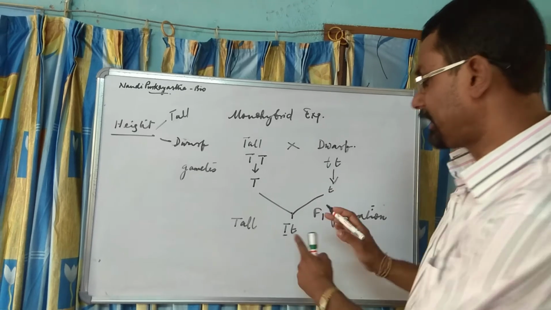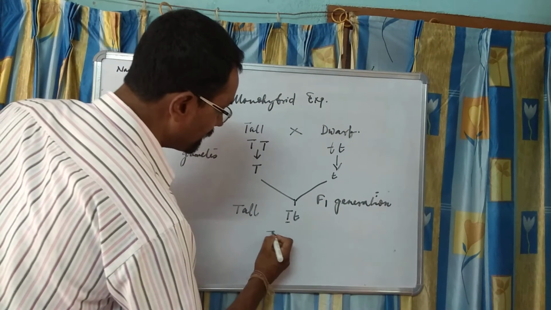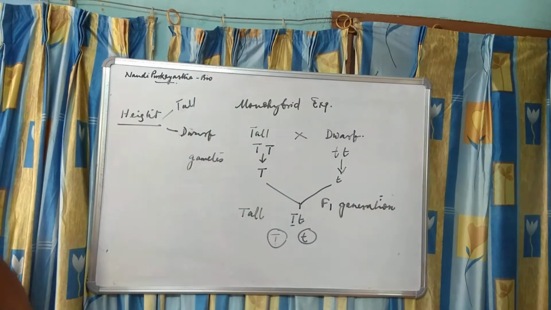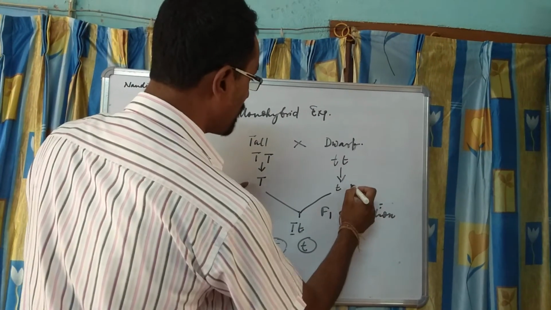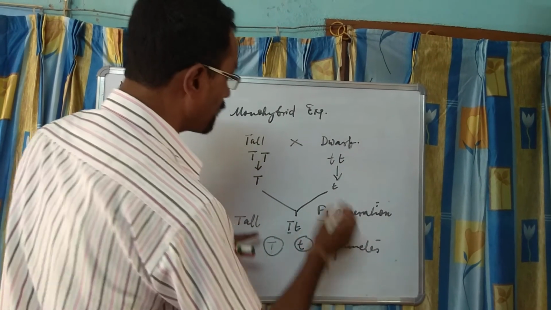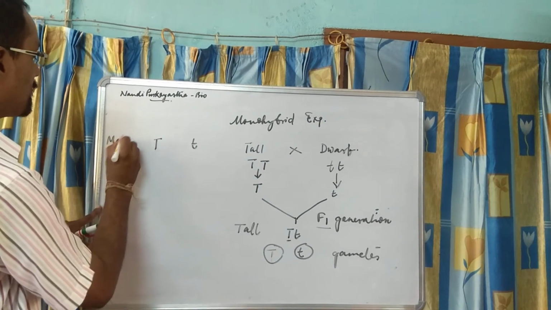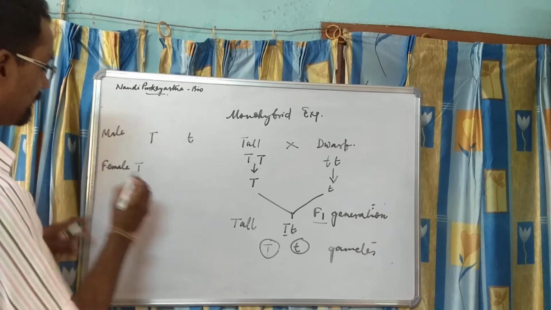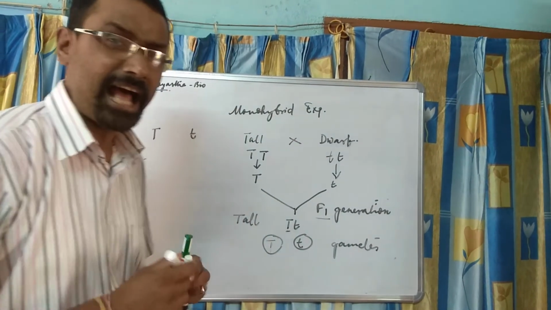Now, what happened in the next generation? The F1 generation will produce 2 types of gametes. What are these 2 types? One will be capital T, the other will be small t. So these 2 gametes will be produced by them. I will make it here. These are the gametes of the F1 generation. This is the gametes of the parental generation. So there will be male and female. Because when 2 types of gametes are produced, it can be for the male also and for the female also.